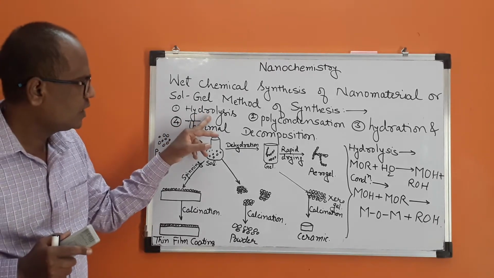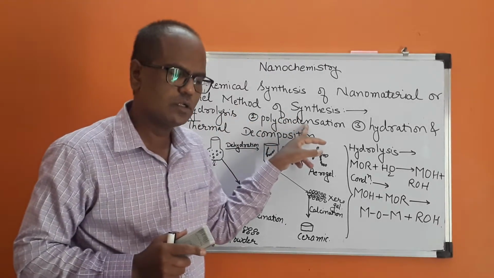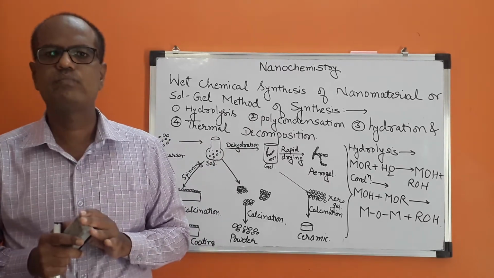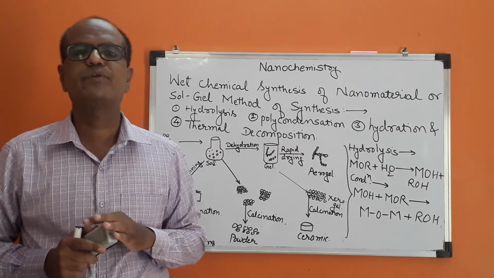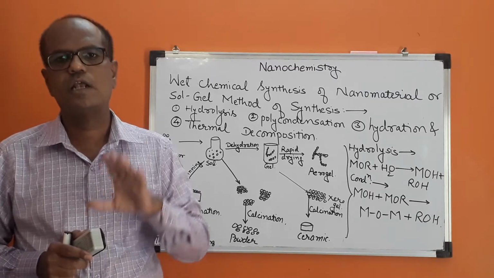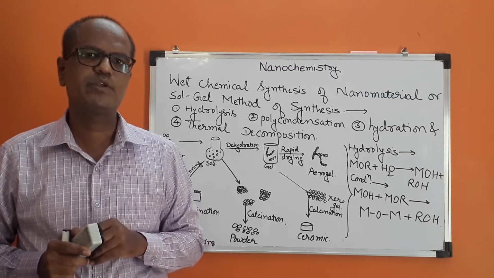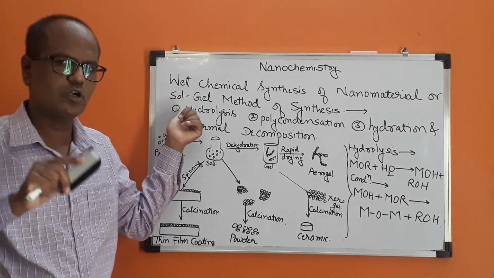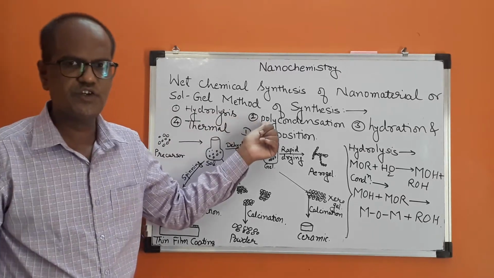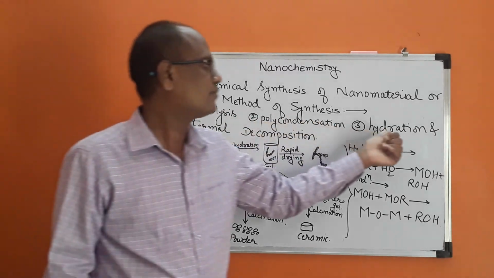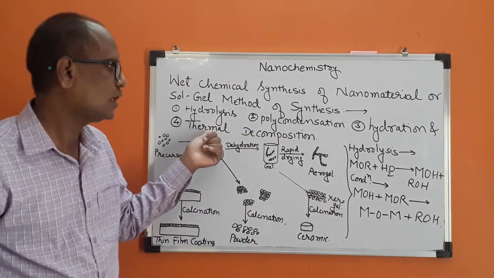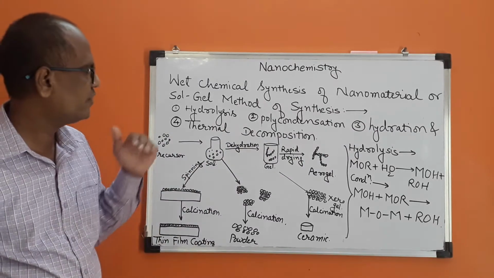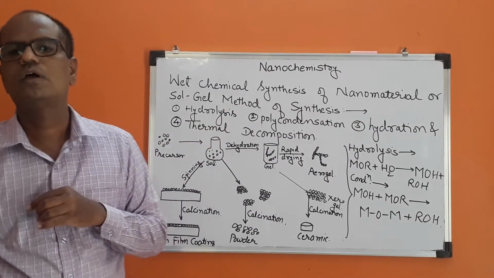What are those 4 steps? Hydrolysis, polycondensation, hydration, and thermal decomposition. I repeat, in the Sol-Gel method of preparation of nanomaterial, there are a total of 4 steps. Number 1, hydrolysis means addition of water molecule. Number 2, polycondensation means polymerization. After that, hydration. After that, thermal decomposition. There are 4 different stages for the preparation or synthesis of nanomaterial.